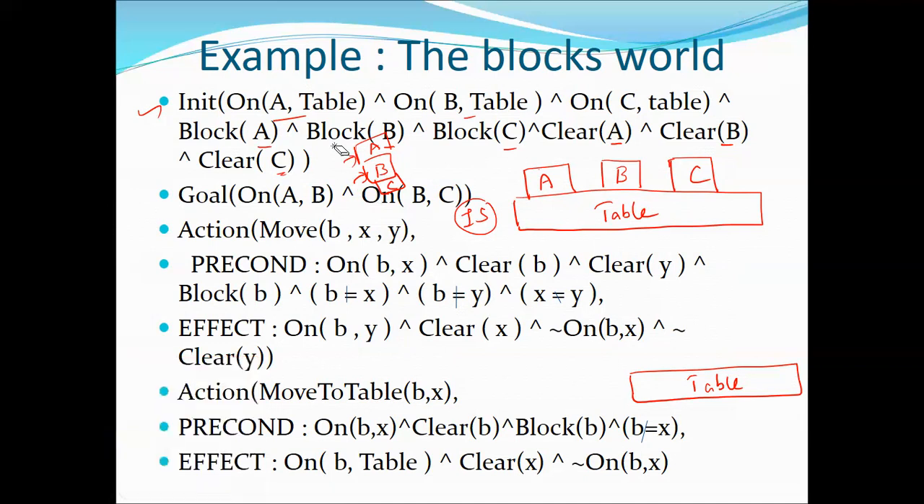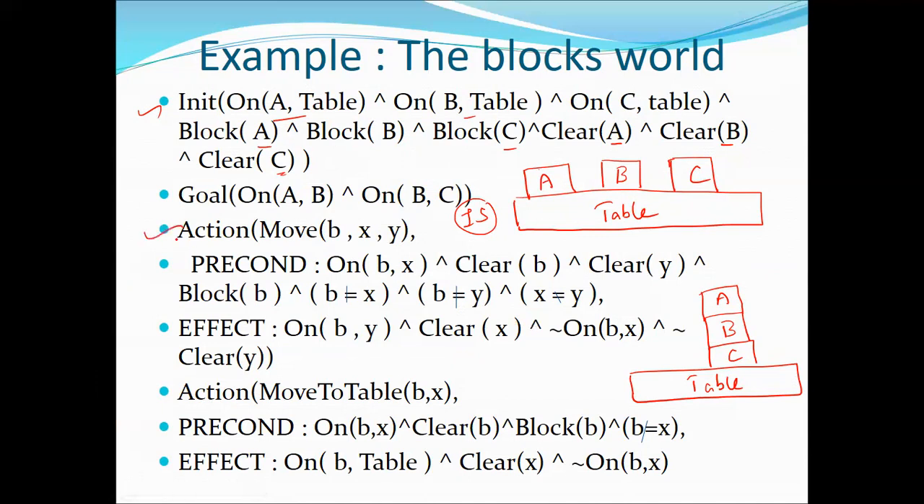So basically our goal state is something like this: C should be placed directly on the table, on top of C we want B, and on top of B we want A. This is the goal state. Now how can we achieve this goal state? That is the question. And what are the typical actions that we can perform?